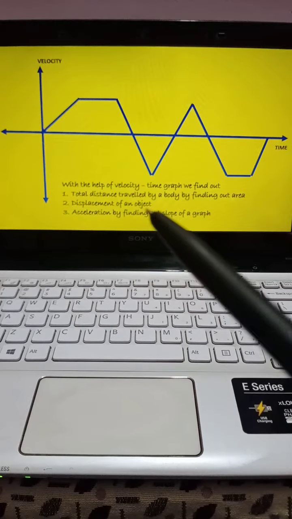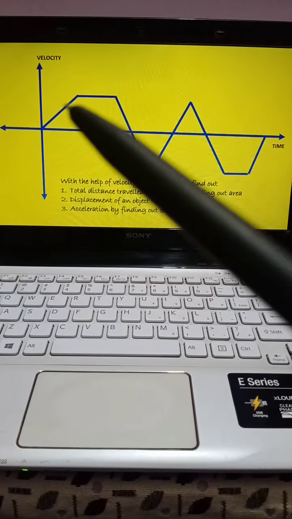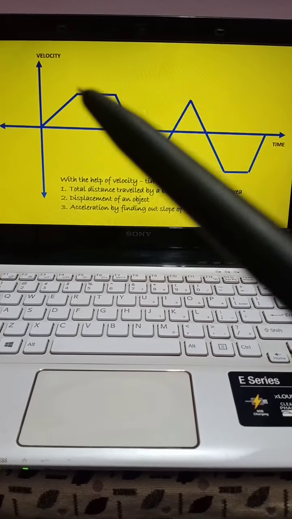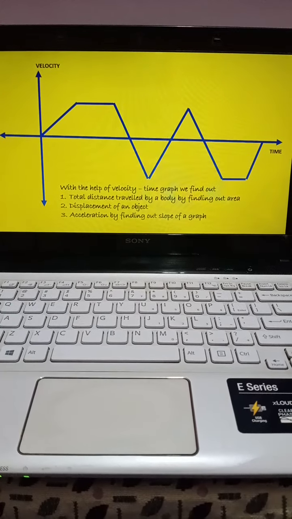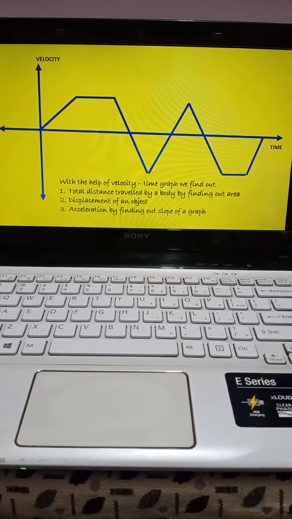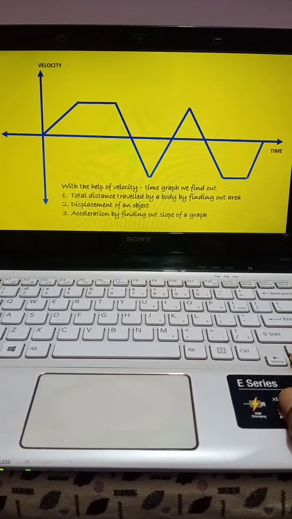Then to find out the acceleration, suppose you want to find the acceleration of this part of the graph. Normally we find the slope at this point, and then we can find the acceleration with the help of the velocity time graph. Now we are going to see some of the numericals.